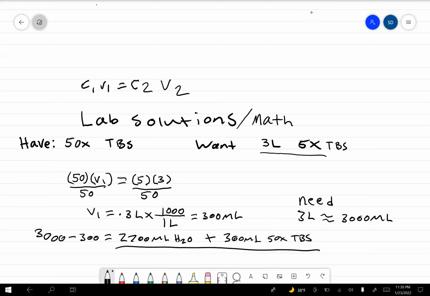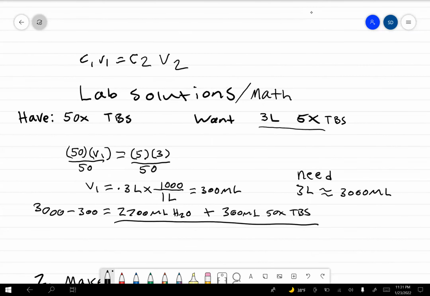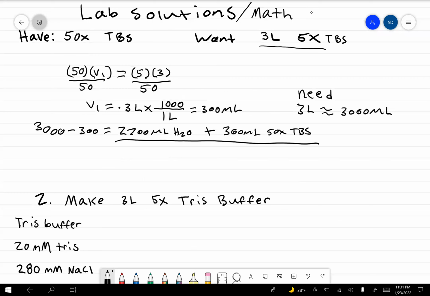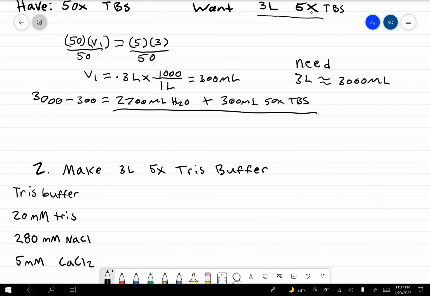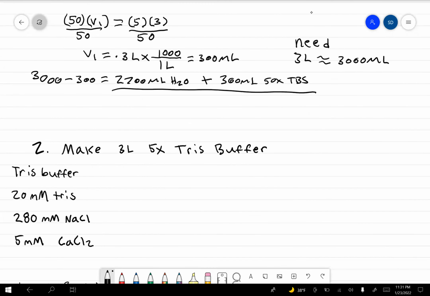So this is one of the simpler questions you might get, but one of the tougher ones I found was the one where you don't necessarily need to use the equation. Here we see that the question wants us to make 3 liters of 5 times Tris buffer. But this time, it'll also give us the ingredients for Tris.